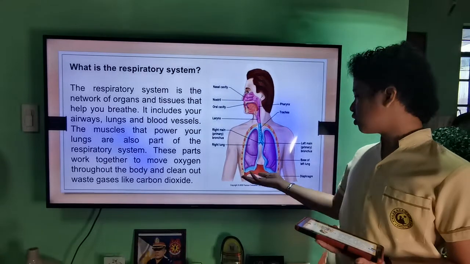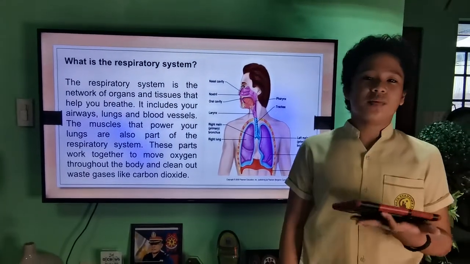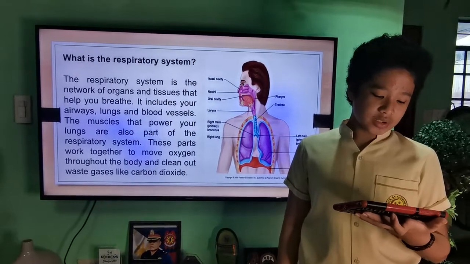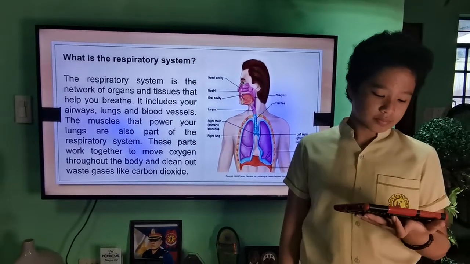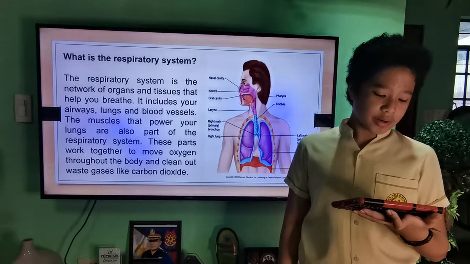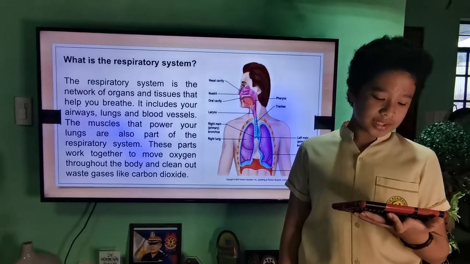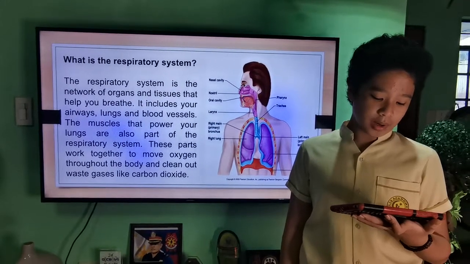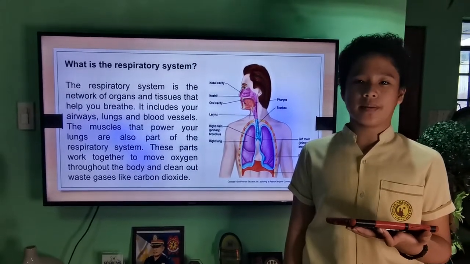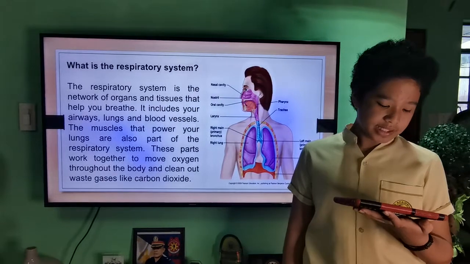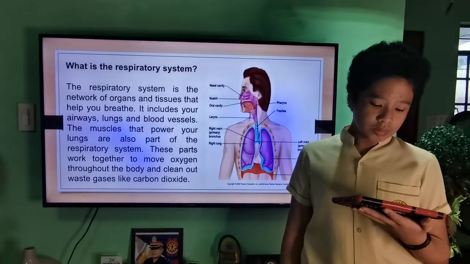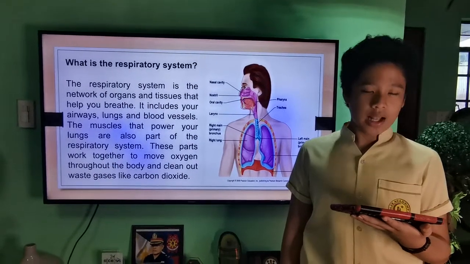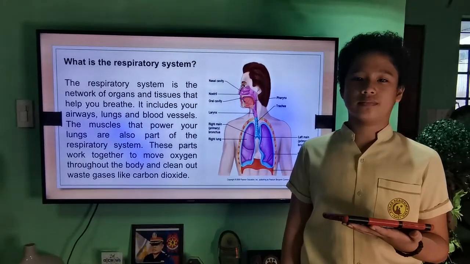What is the respiratory system? The respiratory system is the network of organs and tissues that help you breathe. It includes your airways, lungs, and blood vessels. The muscles that power your lungs are also part of the respiratory system. These parts work together to move oxygen throughout the body and clean out waste gases like carbon dioxide.